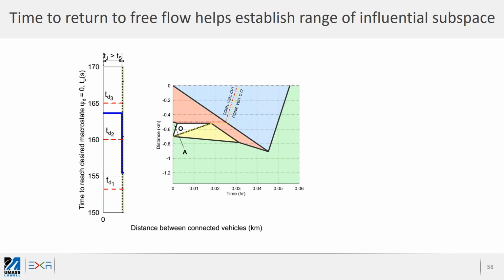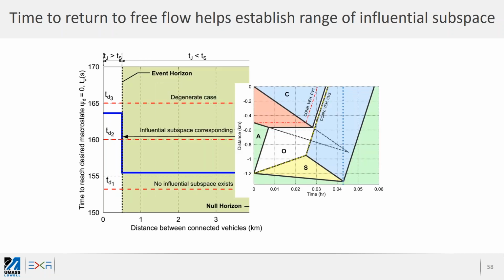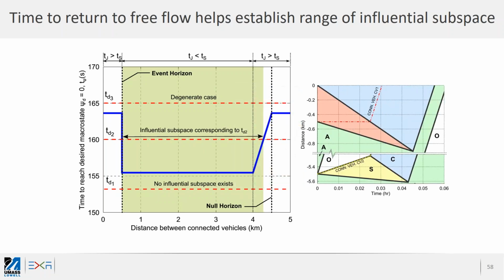So if you're really close to the traffic jam, we see that the time taken to reach the desired macro state, which is free flow, so the time taken to return to state A, is really large and is the same as the time taken to return to free flow. If we are farther behind, we are able to get back to free flow sooner. And if we are really far behind, then we are not able to change the time taken to return to free flow, which remains the same as the original time, which was the delay. So in this green region, which is between the event horizon and the null horizon, that is the influential subspace corresponding to a specific time.